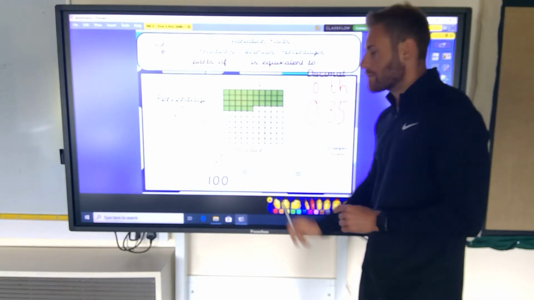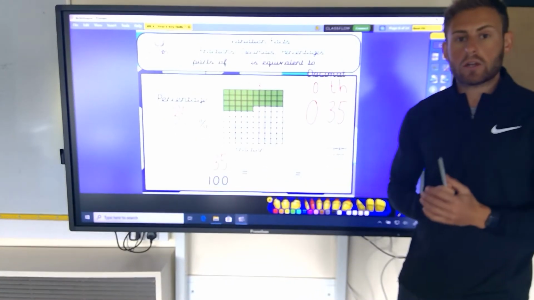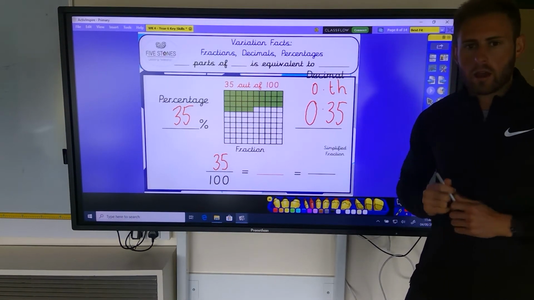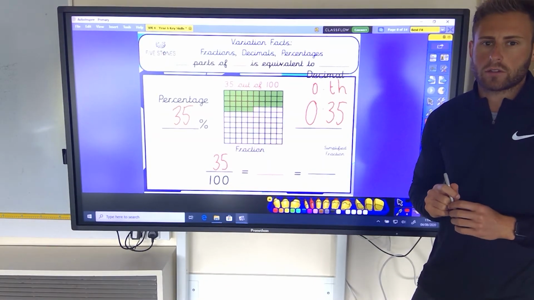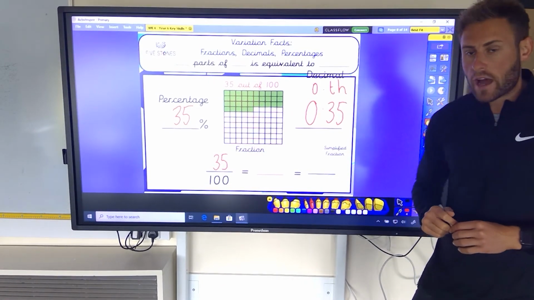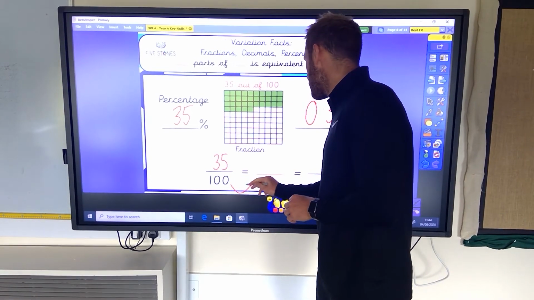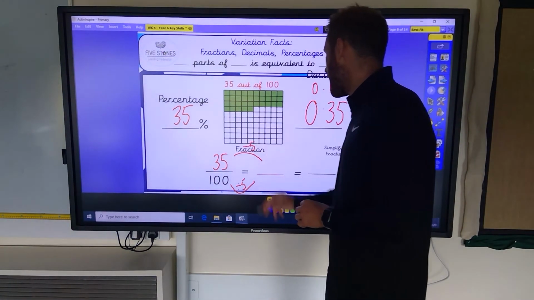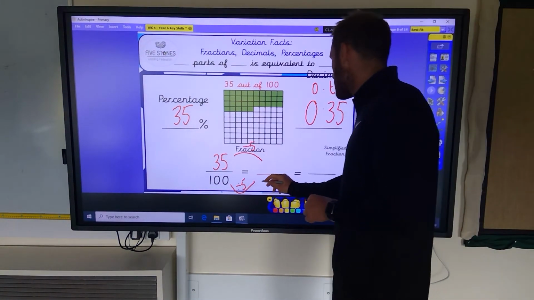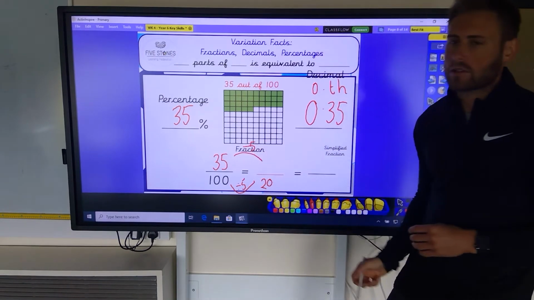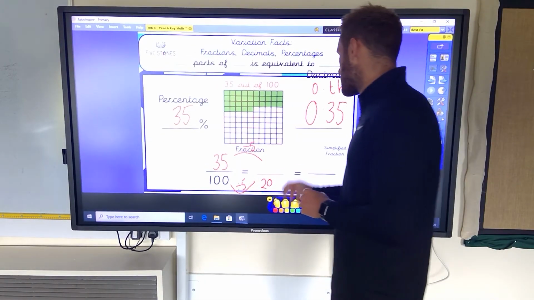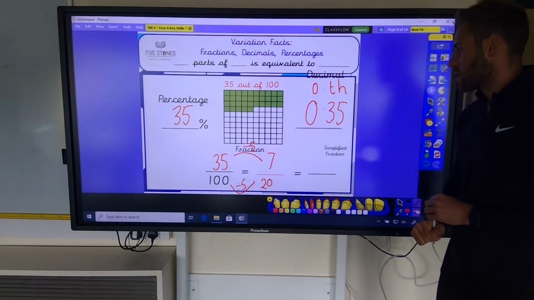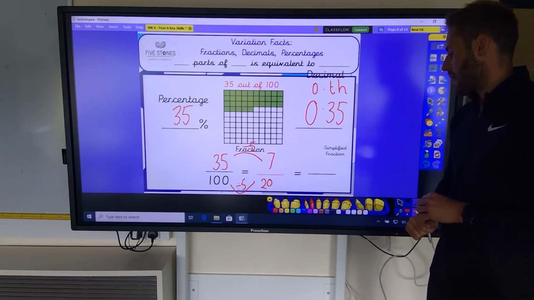Okay, so when we're simplifying this fraction, again, we must be looking for common multiples between our numerator and our denominator. And which common multiple can you spot? Yes, some of you might have spotted your 5 times in there straight away. So we're going to divide both the numerator and the denominator by 5. How many times does 5 go into 100? It goes into 20 times. How many times does 5 go into 35? It goes into it 7 times. Great work if you manage to spot that relationship there.